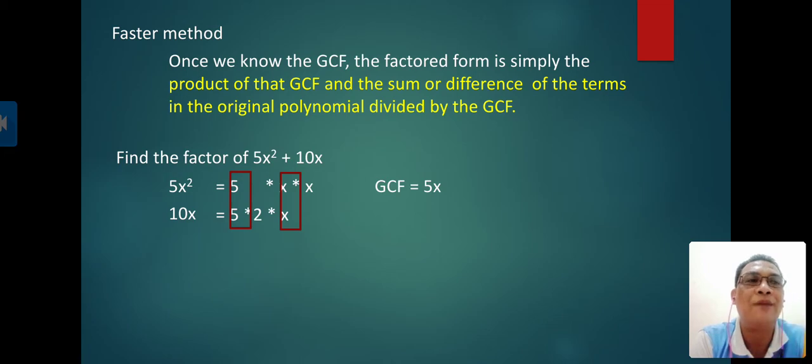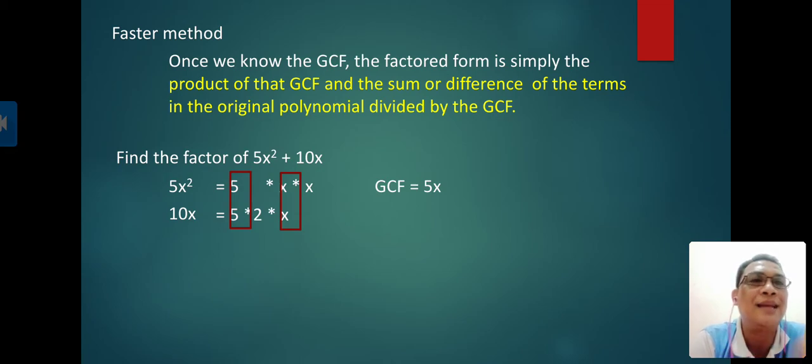Now we know the GCF of our polynomial. What we have defined there is that the factored form is the product of the GCF and the sum or difference of the terms in the original polynomial divided by the GCF. Okay?